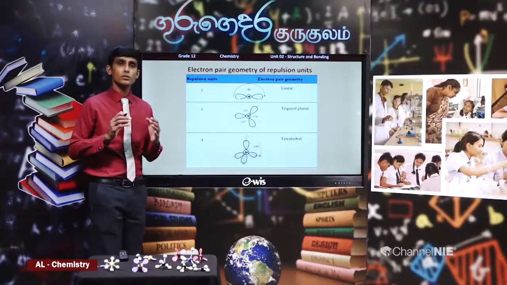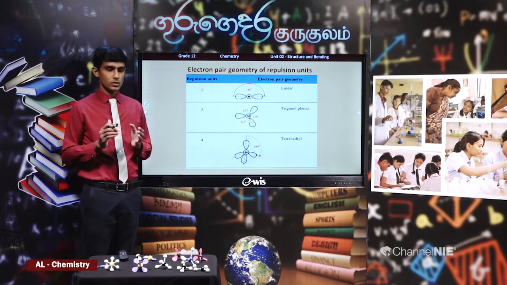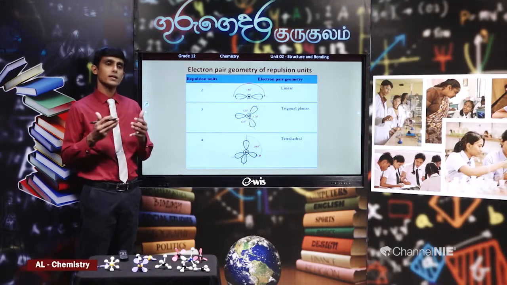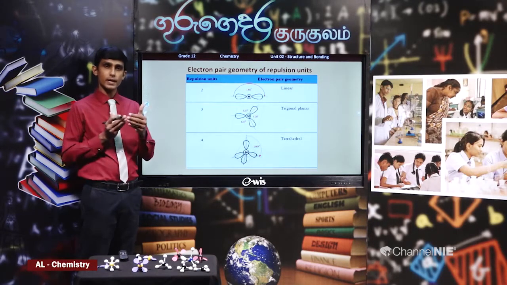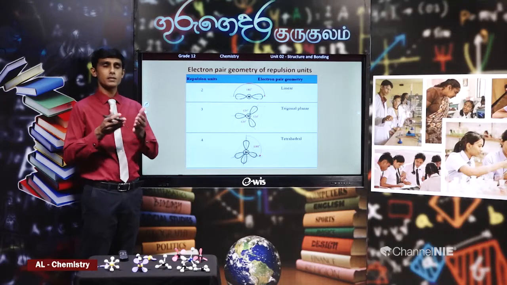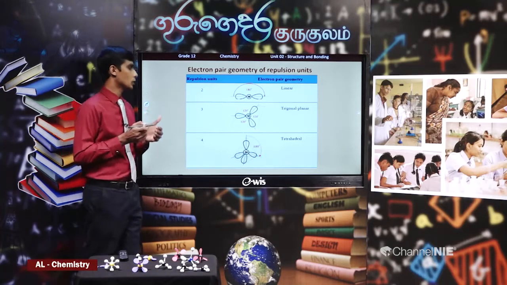Now, when you have three VSEPR pairs around a particular atom, they will be arranged so that repulsions are minimum. That arrangement is called the trigonal plane arrangement. That means those three will be arranged in the same plane with minimum repulsions, that means with the highest angle. So, that best arrangement that three electron pairs can arrange is trigonal plane arrangement.